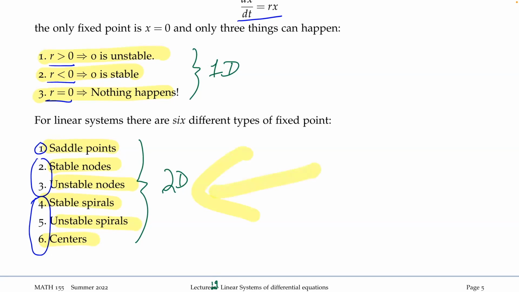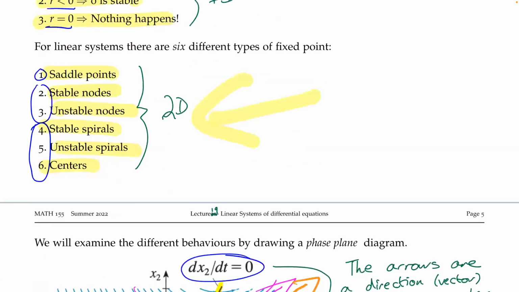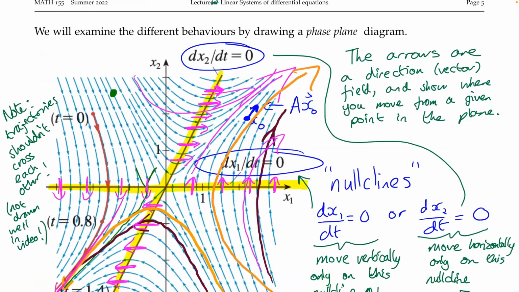Okay, so this is an example of a phase plane. It's quite messy. I went through this in the video.